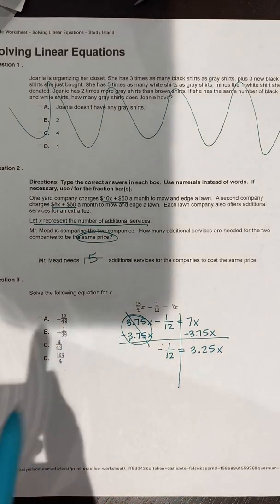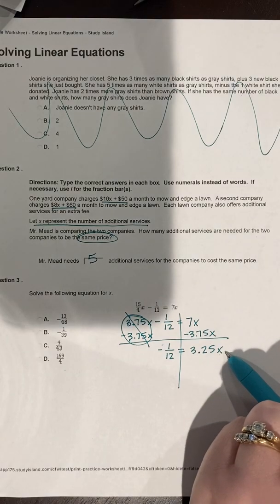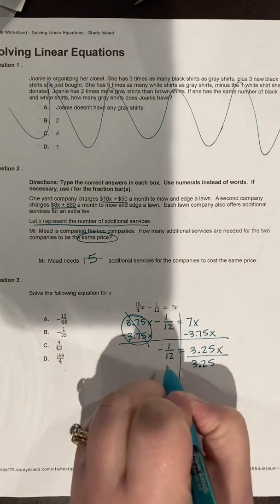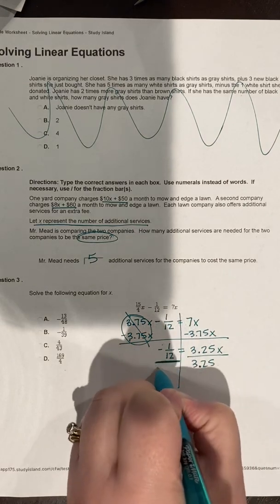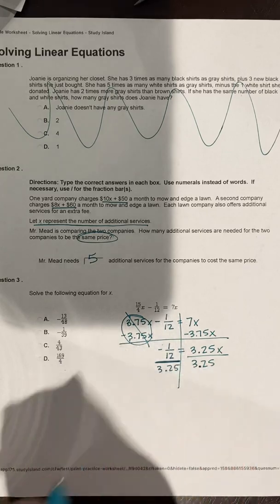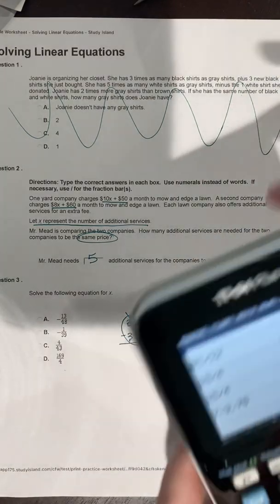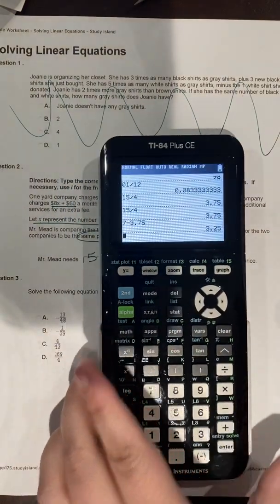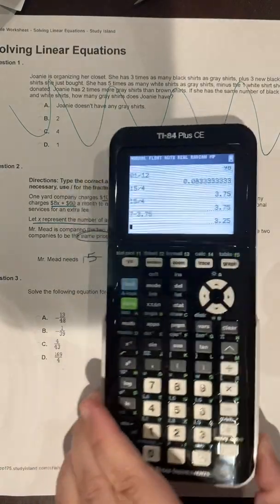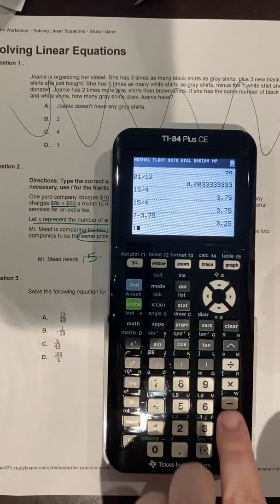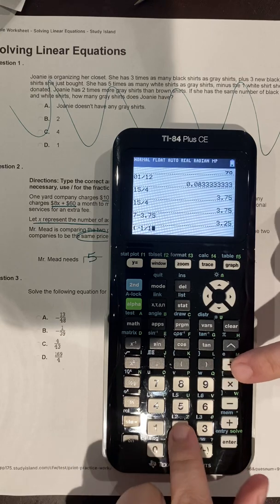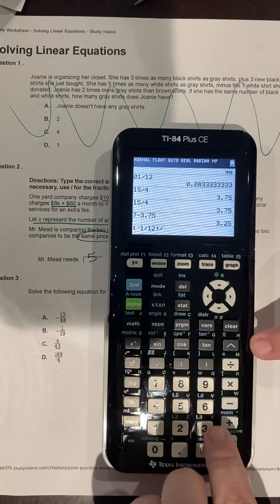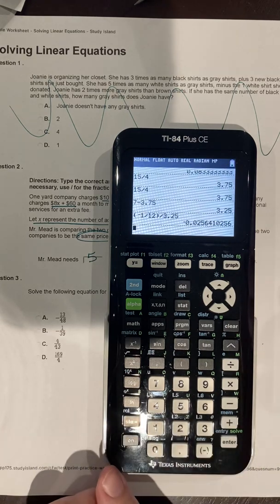What I am going to do, because I only need to know what 1x is, is in my calculator, I'm going to go ahead and divide by 3.25. And I'm going to divide that whole fraction by 3.25. So if you have a calculator like this one, I'm going to show you how to do that really quickly. So we have parentheses, -1 divided by 12. And I'm going to put that back in parentheses, divided by 3.25. And you'll get an answer.